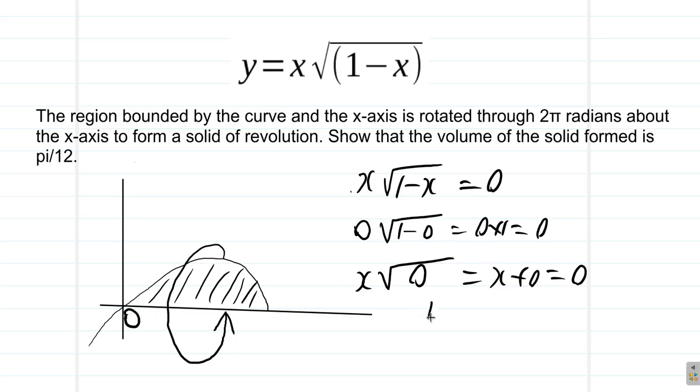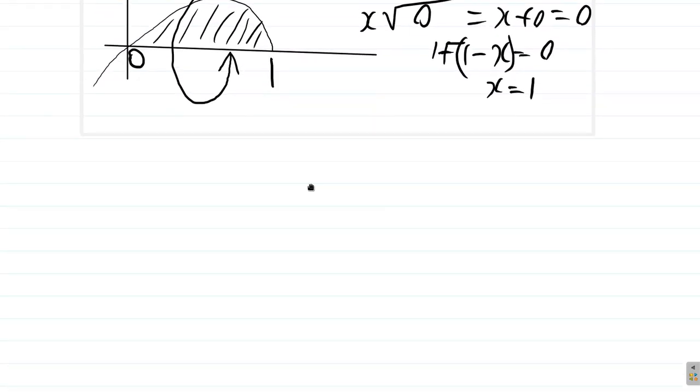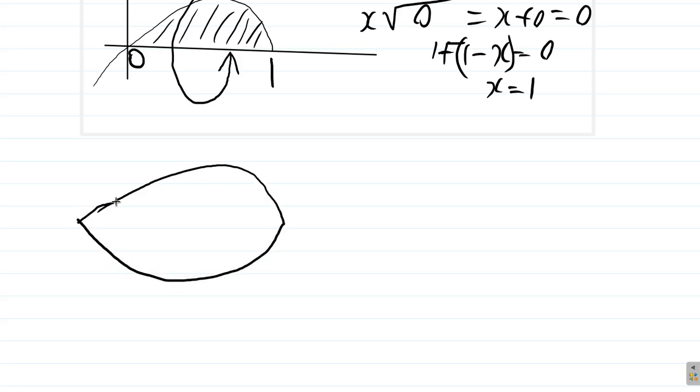But if it is the case that 1 minus x equals 0, then what would x be? x would be equal to 1. Because if 1 minus x is 0, this part would be 0, as we saw a while ago. So it goes out to 1. Alright? Now, the shape that you would get would look somewhat like this.